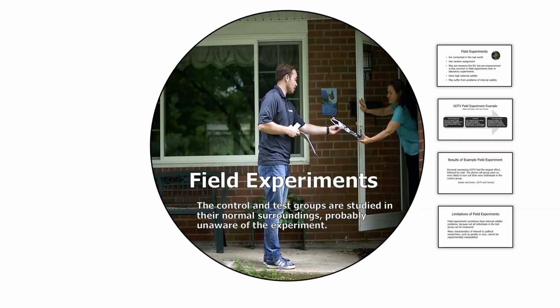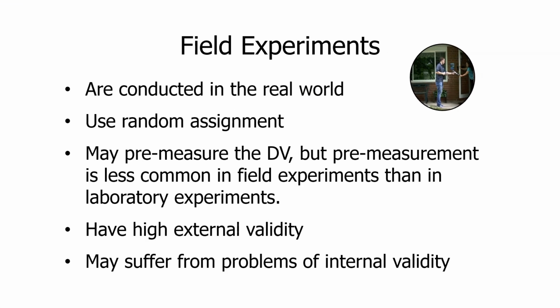Field experiments are conducted in the real world. Like all experiments, of course, they use random assignment. This is the signature condition of experiments. Field experiments may pre-measure the dependent variable. Pre-measurement is less common in field experiments than laboratory experiments. Field experiments have high external validity. That is, their results are more plausibly generalized to the real world, since they take place in the real world.